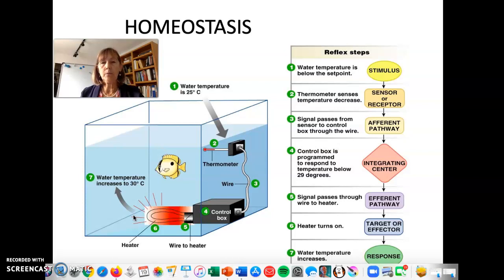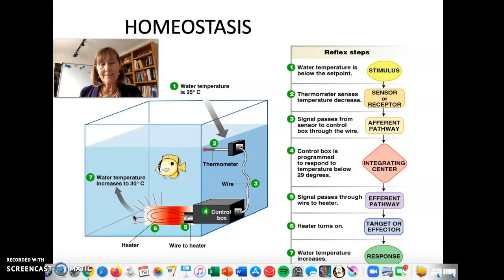Number one, the water temperature is 25 degrees. Well, let's say that is not good enough. That's cold. So it's telling us the water temperature is below the set point. So we're always talking about a set point because you don't want it to fluctuate up, you don't want it to fluctuate down. So that is your stimulus. In this case, the stimulus is water temperature too low. Too low. So it's going to trigger point number two.